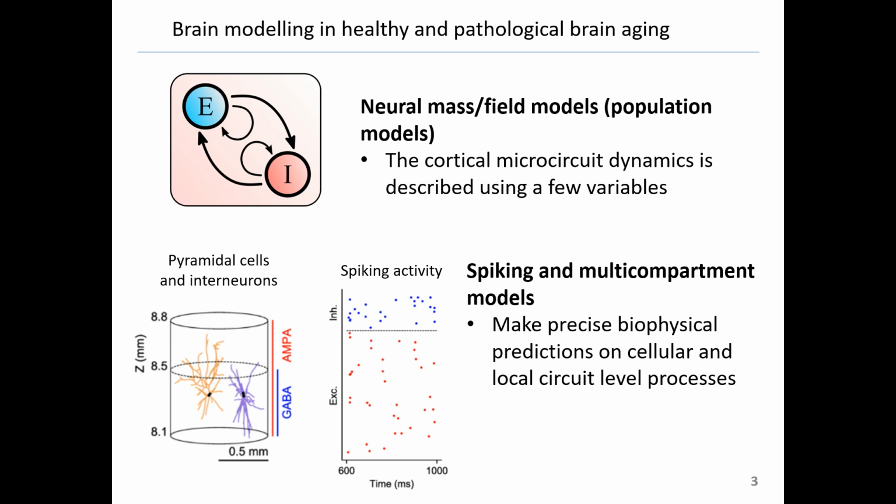Previous models in aging research have simplified the description of cortical dynamics to just a few variables that represent population average activity. Neural mass models and neural field models have been proven useful to explain large-scale neuronal processes and structure-function coupling at macroscopic scales. However, their ability to make precise biophysical predictions on cellular and local circuit-level processes is limited, as the parameters are an abstraction representing population-level activity.